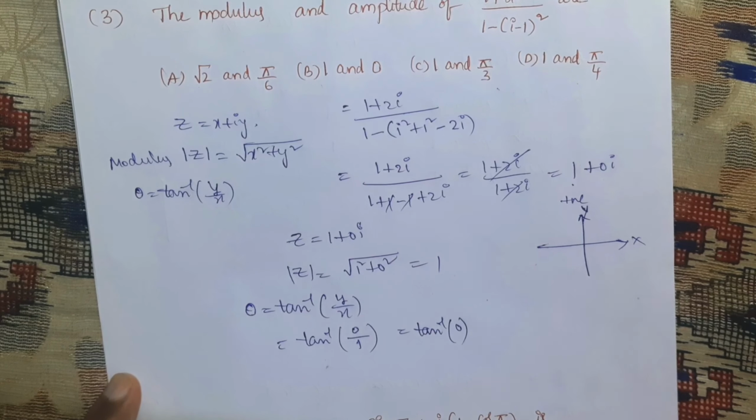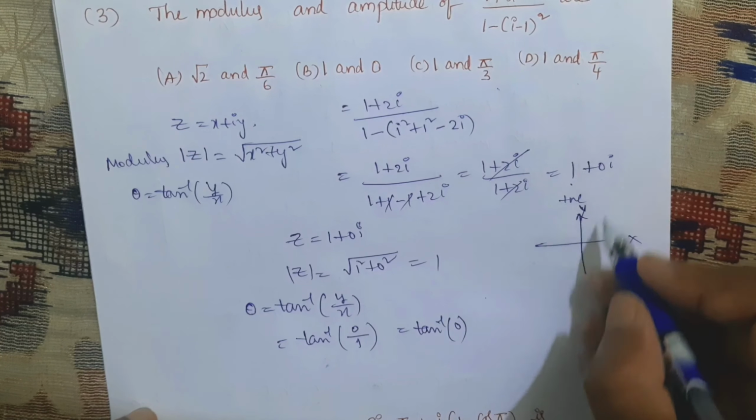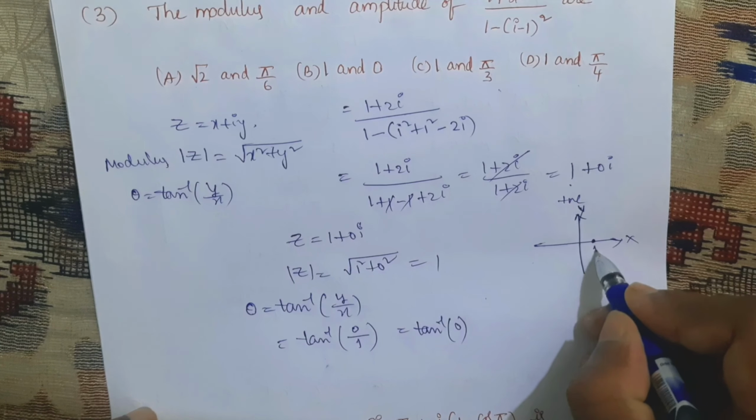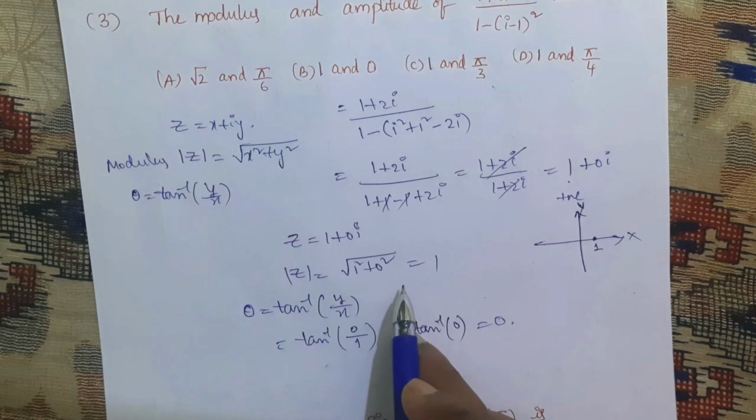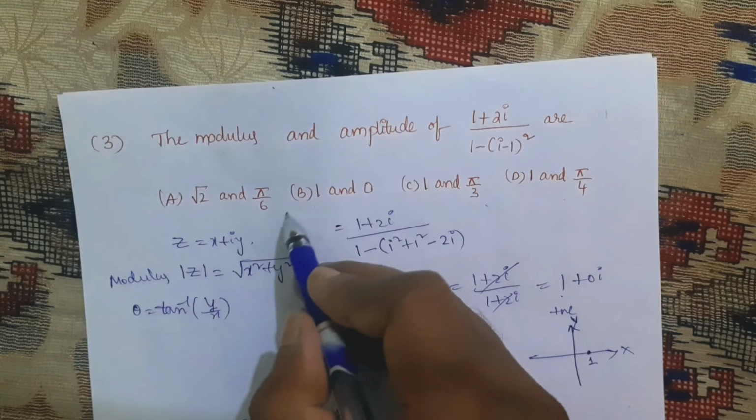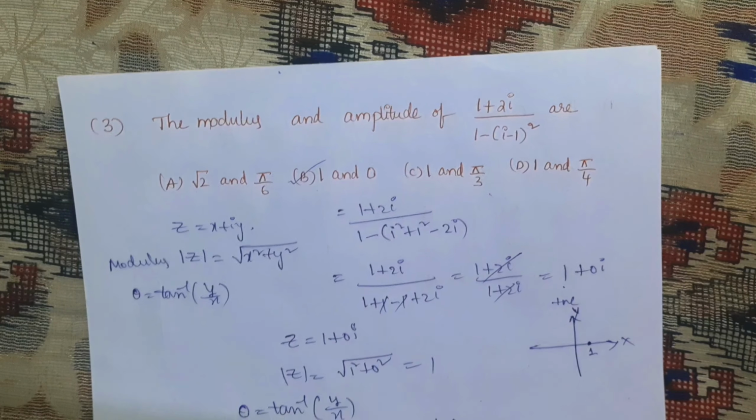1 plus 0i. That means the angle is 0. 1 plus 0 is nothing but here. So angle is 0. Theta equal to 0. That means modulus 1, amplitude 0. Option B. Like this you need to find.